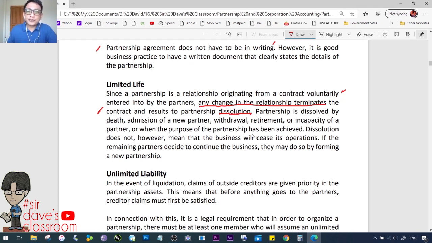Magkaibang bagay yun. Partnership is dissolved by death, pag may namatay na partner. Admission of a new partner, ibig sabihin, nagbago yung composition ng mga partners. Withdrawal, retirement, or incapacity of a partner, or when the purpose of the partnership has been achieved. So, kung binuo lang yung partnership because of a certain purpose at nagawa na yung purpose na yon, then automatically madi-dissolve na siya. Dissolution does not, however, mean that the business ceases operations, as we have mentioned. If the remaining partners decide to continue the business, they may do so by forming a new partnership.